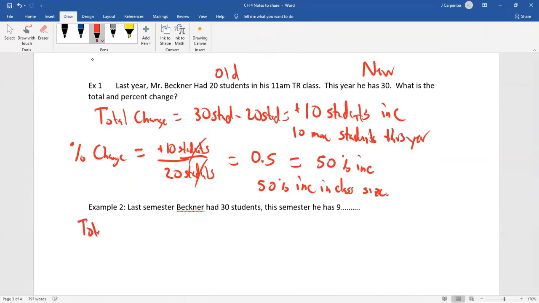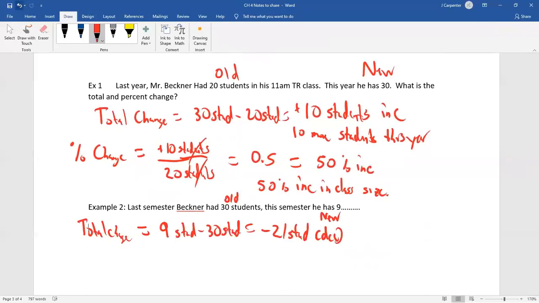So our total change, well, the old was the 30. And you have to be careful. They may tell you these in opposite orders. I could certainly tell you the new thing and then the old thing. I could say this semester I've got 9, the last semester I had 30. So don't just think old comes first, new comes second. Pay attention to the details. Read. Total change is the difference of these. Old minus new, correct? It's just always the bigger minus the smaller. Nope. That is completely wrong. It's always new minus old. So we have to do 9 students minus 30 students, which is negative 21 students, which says it's a decrease. So the class size decreased by 21 students.